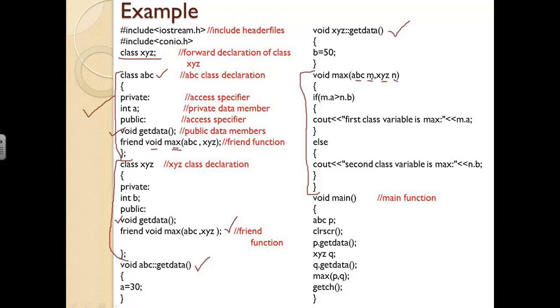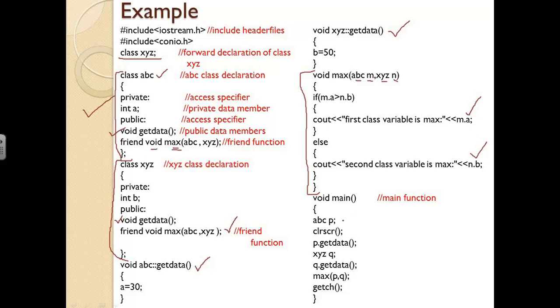So if I'm using this reference m.a, if it is greater than n.b, then in cout the first class variable is max. If this condition is true, then it has to print the value of a. Else it has to print the value of b. So this is the concept. I'm just comparing the two numbers. The maximum of two numbers will be printed over here.